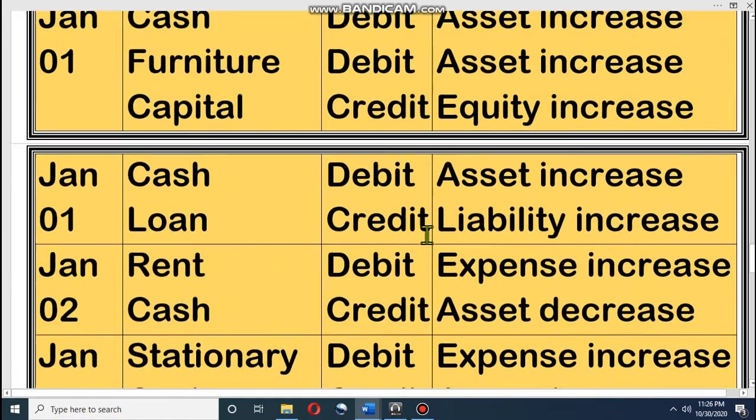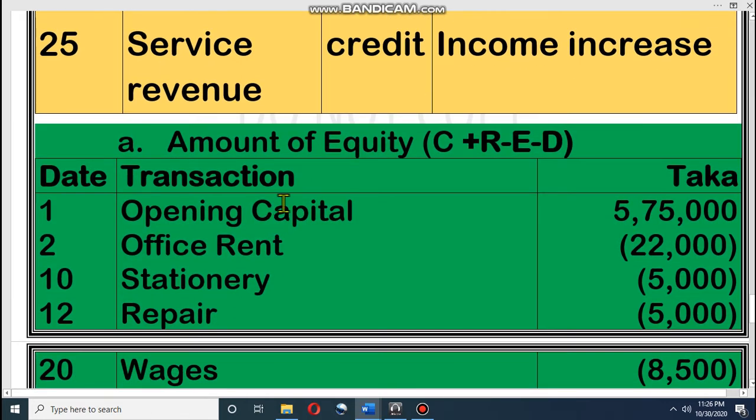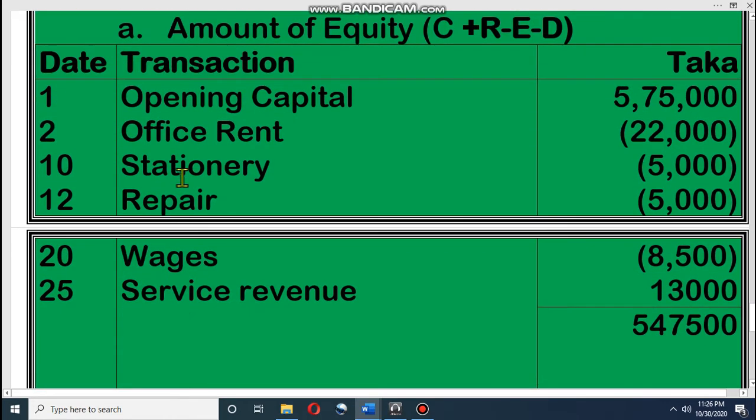Dear student, our next topic is to find the amount of owner's equity. All of you know that earlier I discussed the formula of owner's equity is C plus R minus E minus D. That means you have to add capital, then add revenue, income, then subtract expense, then subtract drawings account.